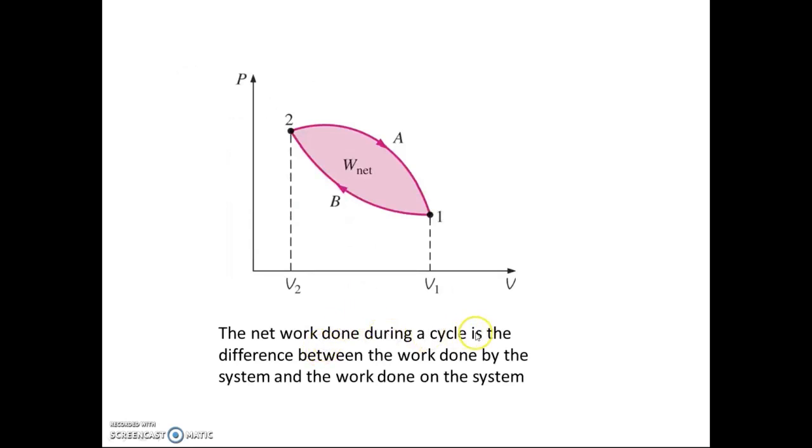The net work done during a cycle is the difference between the work done by the system and the work done on the system. Process B goes from 1 to 2, and process A goes from 2 to 1. The net work for a cycle is the difference between the work done by the system and the work done on it. So for boundary work P dV, how much is the pressure, and how much is dV?